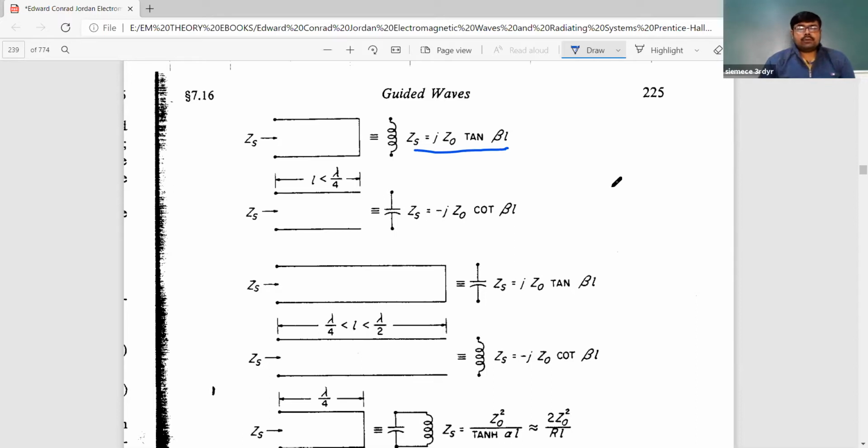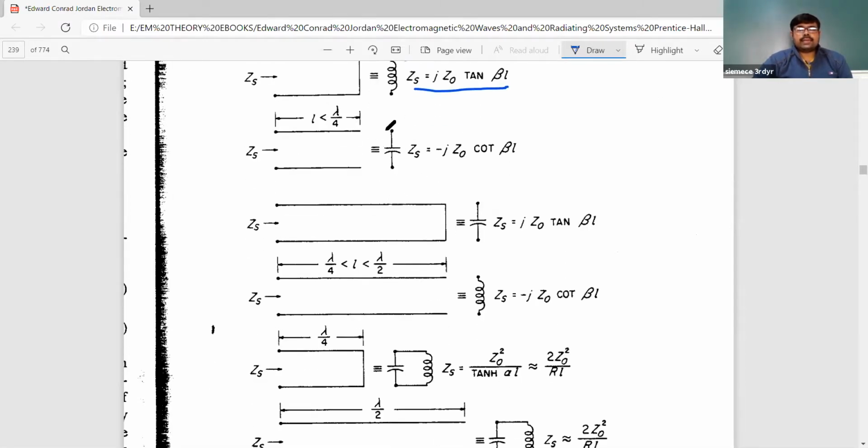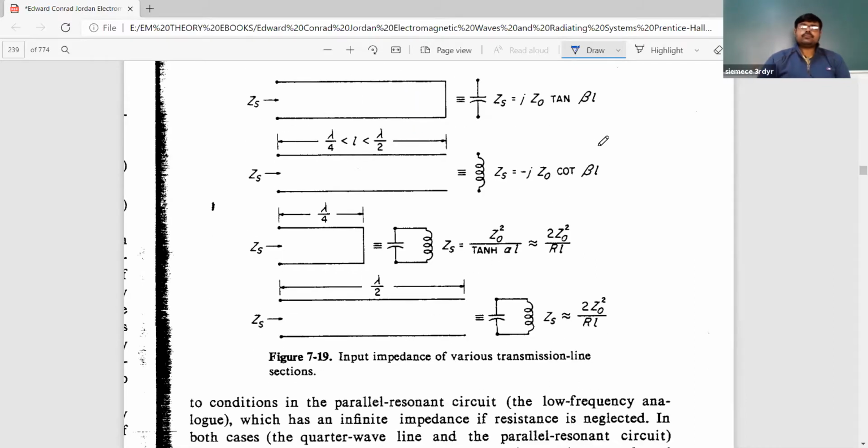Another parameter we have defined is ZS equals minus j Z naught cot beta L. See, this is the inductor. If you see the equation and the parameter, that is the symbol for the inductor, and in this case the value of ZS equals j Z naught tan of beta L. Similarly, for the capacitor, ZS equals minus j Z naught cot of beta L. So the inductive term is ZS equals j Z naught tan beta L, and the capacitive term is ZS equals minus j Z naught cot of beta L.